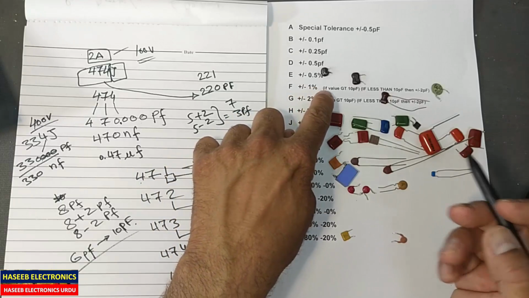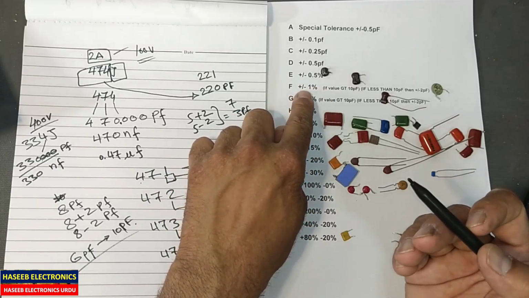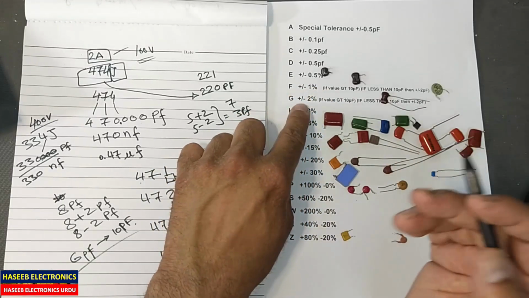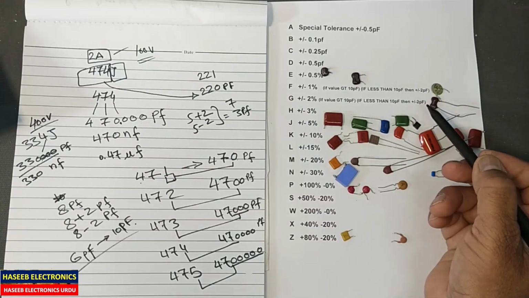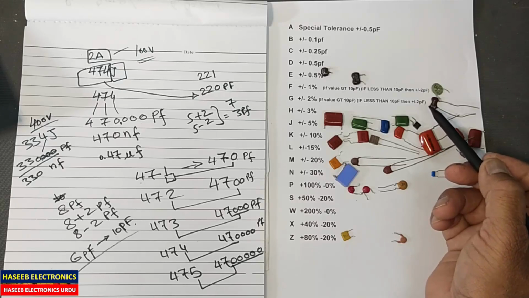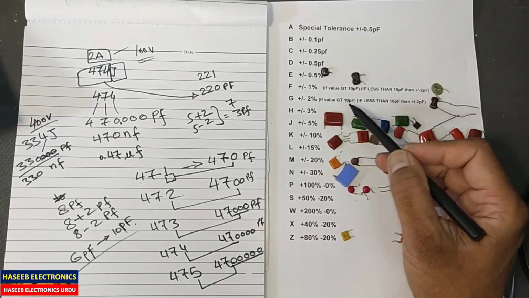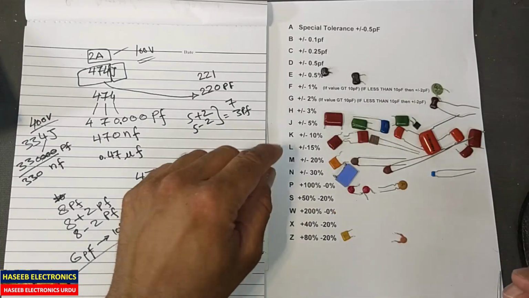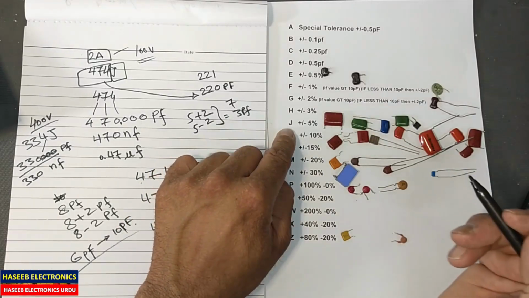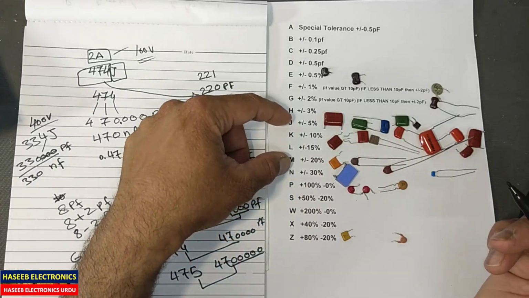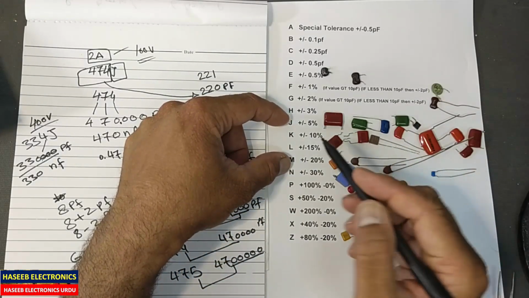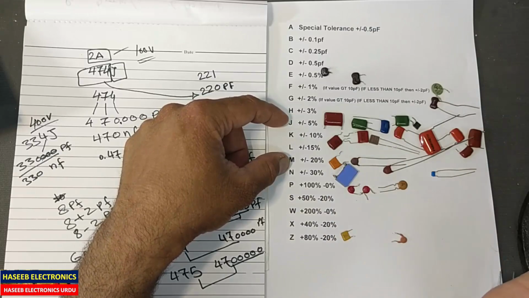If it is above 10 picofarad, at that time we will consider plus minus 1%. The same is here. If the capacitor value is less than 10 picofarad, it is plus minus 2 picofarad, and above that, it is 2%. Then J, K, L and M. These are commercial components. These are used widely in electronics.